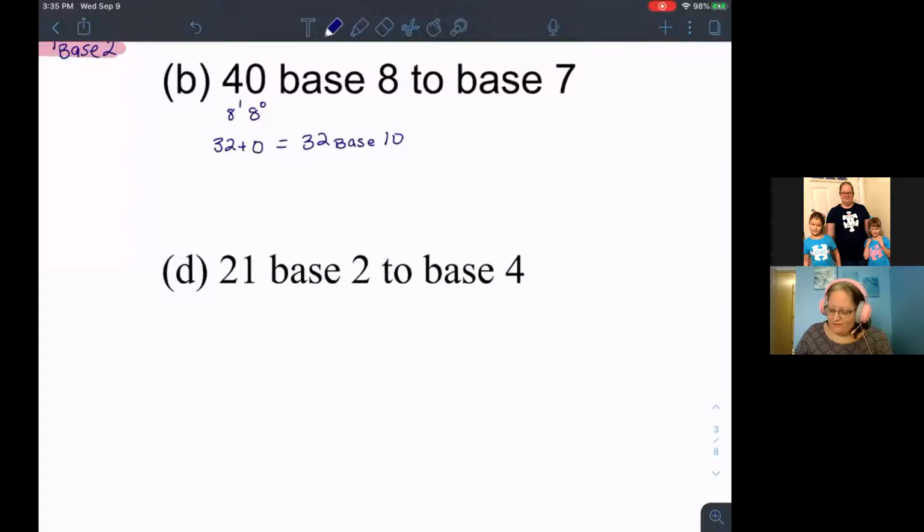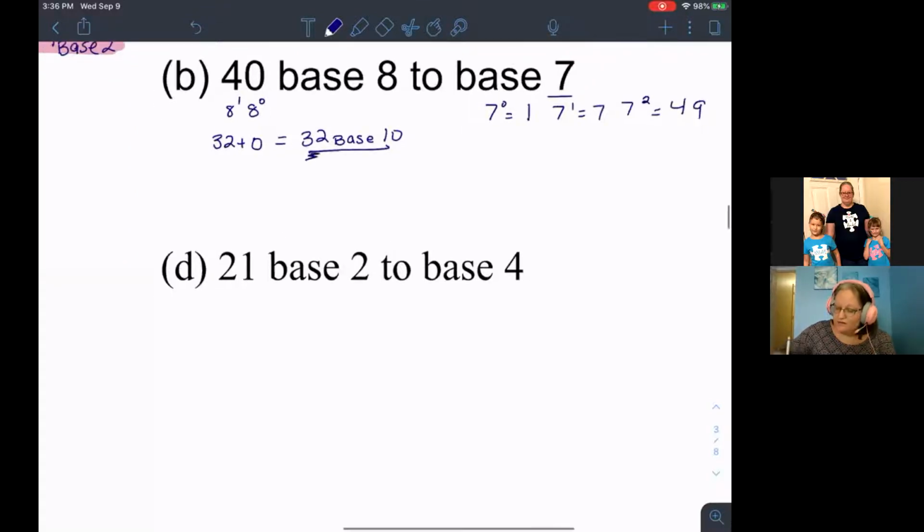So we have 40 base 8, which is the same thing as 32 base 10. Now that we have the base 10 number, we can divide and get it down to base 7. So what we need to do is find the powers of 7. 7 to the 0 power is 1. 7 to the first power is 7. 7 to the second power is 49, and we know that's going to be too big because it's bigger than our original number, 32. So we're going to start with 7 to the first power.